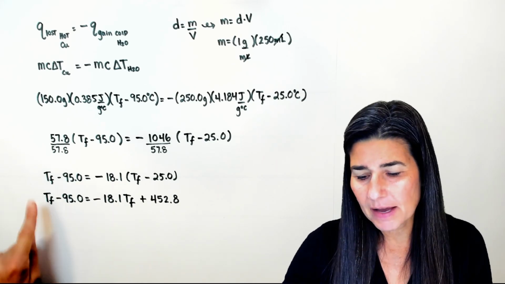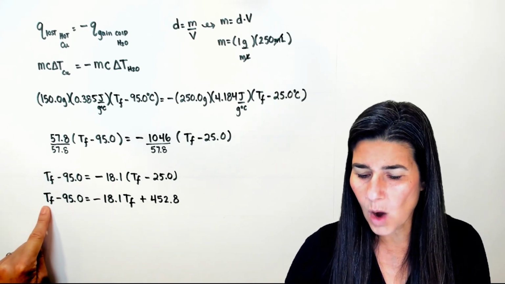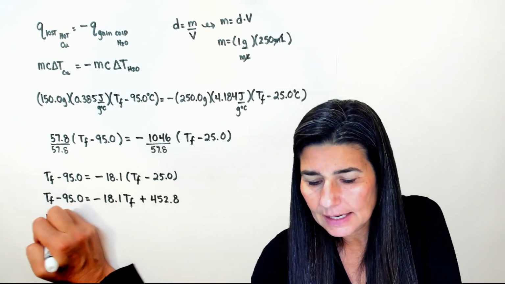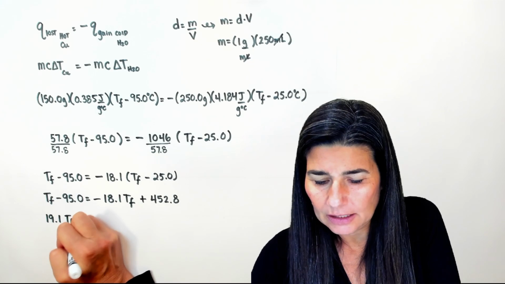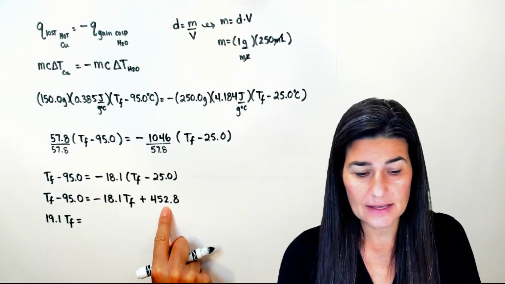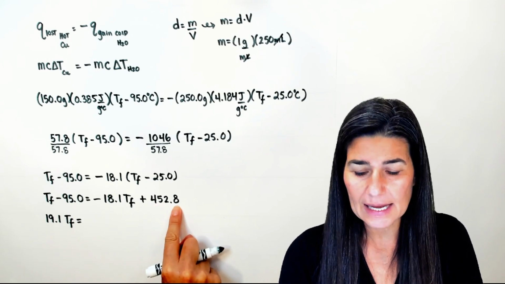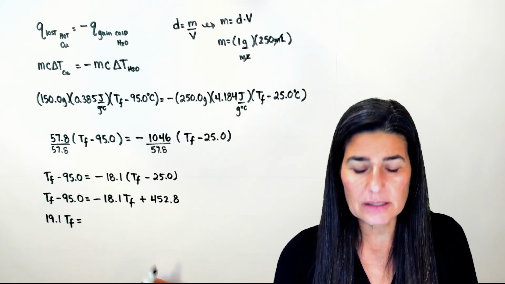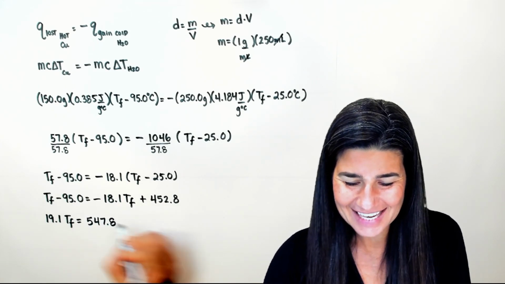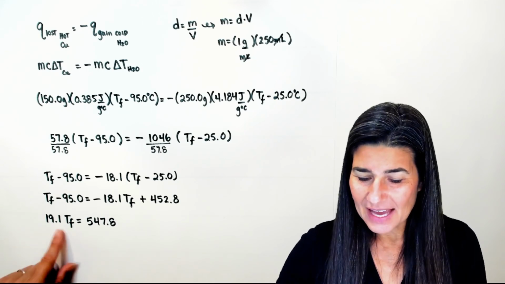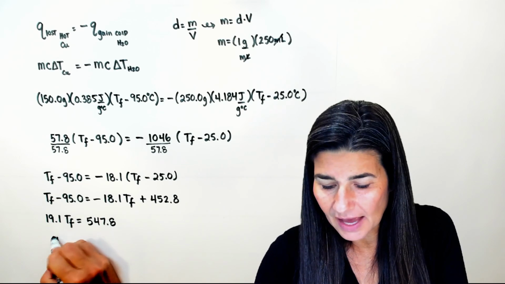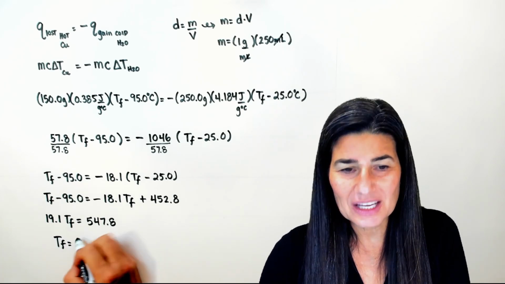Okay, now I'm going to combine like terms. I'm going to get my T finals over to this side of the equation. So 1 T final plus 18.1 T final is 19.1 T final. That equals, I'm going to bring the negative 95 over to this side of the equation, so 452.8 plus 95.0, that's going to give you 547.8. And finally, last step, divide both sides by 19.1. We've got to get T final by itself.